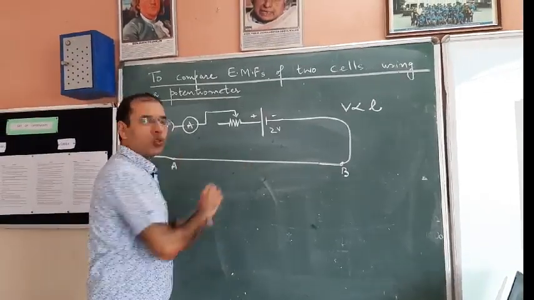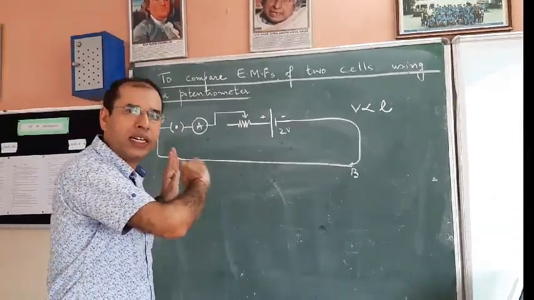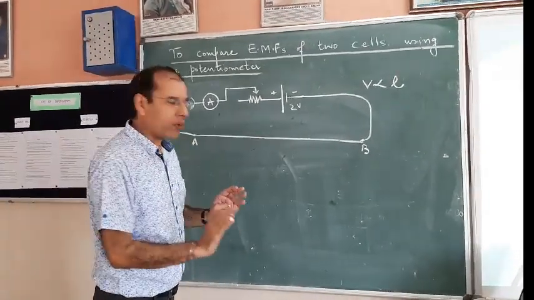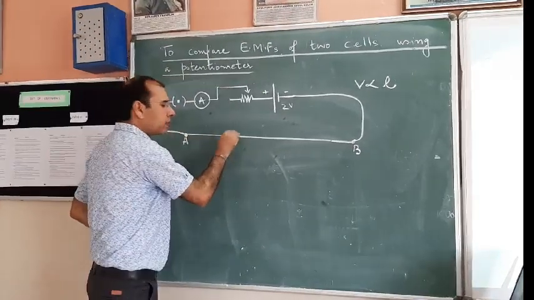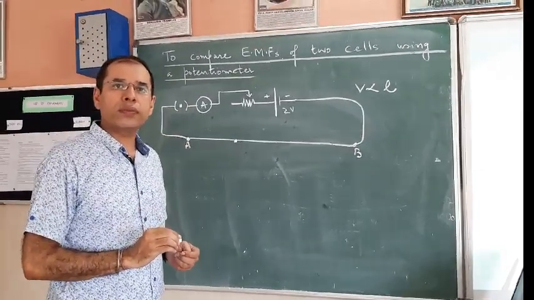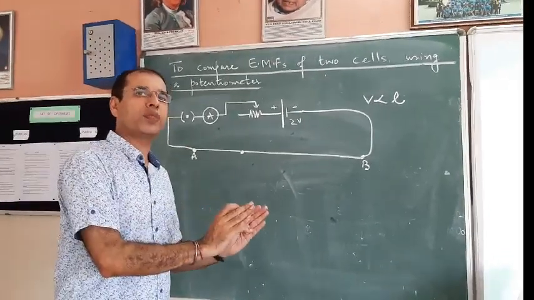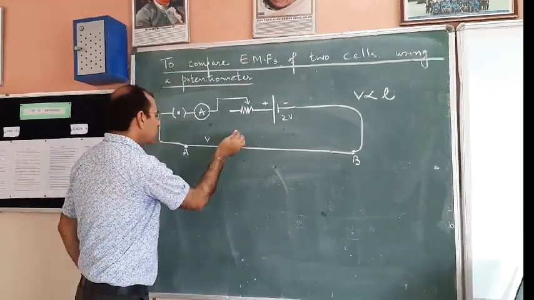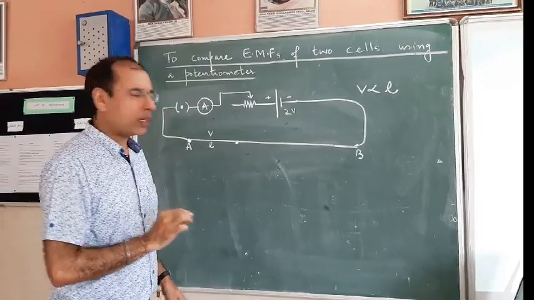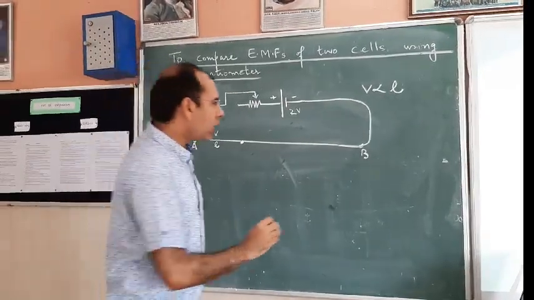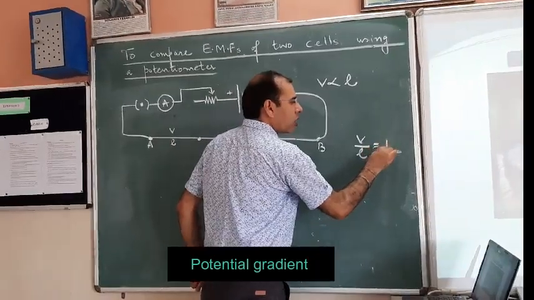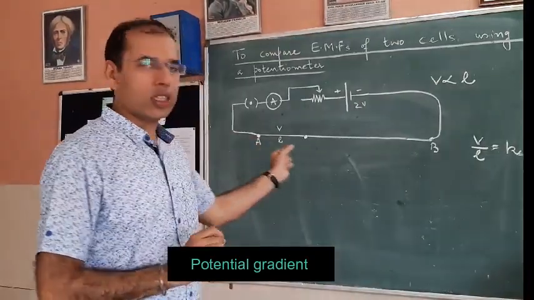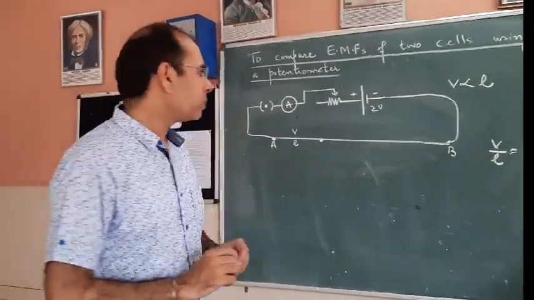Now, this potential whatsoever we have supplied has been spread across this entire length AB. When it has been spread across the entire length AB, some length of this wire is going to get some part of this potential difference. We are going to call this potential difference V and the length L. This much part's length is L. The ratio V by L is a constant and it is called potential gradient. The potential gradient is constant across the length of the wire.